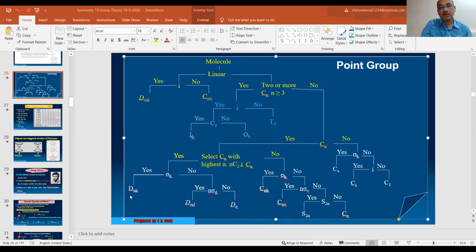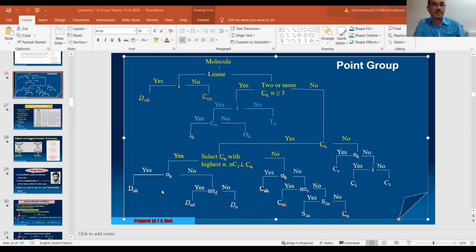Okay. BF3 or BCl3 molecule is a planar molecule. Now, in the BF3 molecule, identity E is present, then C3 is present on the z axis, along with 3 C2s. It also has sigma h, and 3 sigma v planes are also present. So in that case, the point group is D3h.